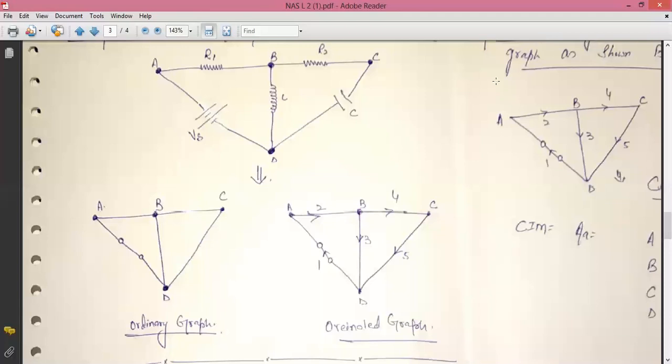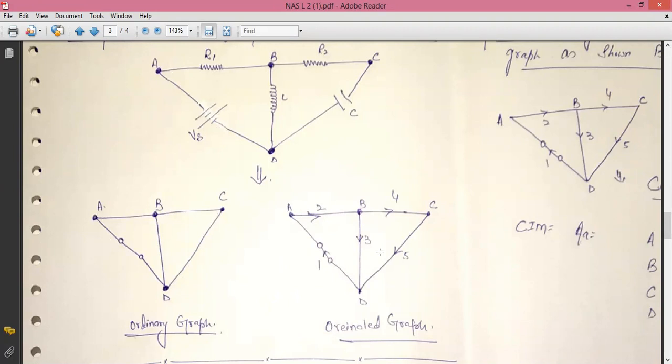You can see on your circuit, you have A, B, C, D as the four nodes. R1, R2, L and C are the branches. So each branch will be represented by a dark line. And between A and D there is a voltage source, and this voltage source will be replaced by a short circuit. So this circuit can be converted into this graph, and this graph is called an ordinary graph, because in this the direction of the current is not marked.